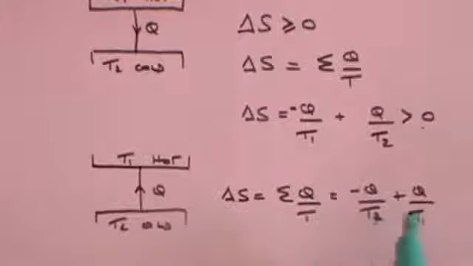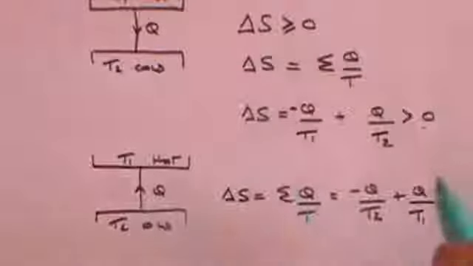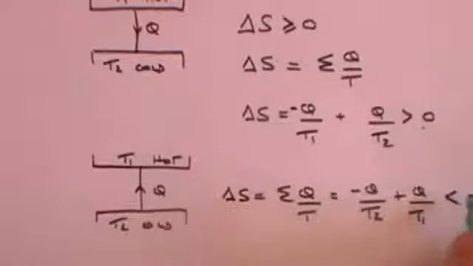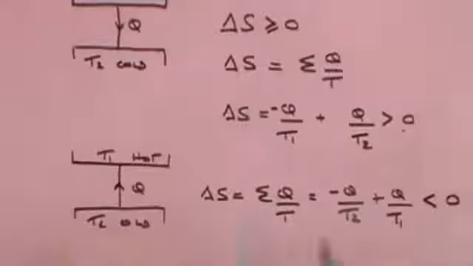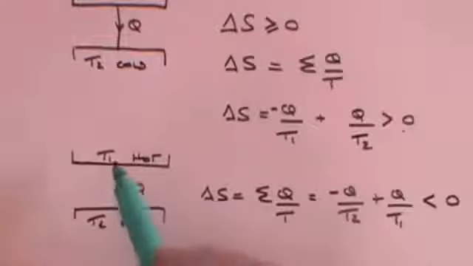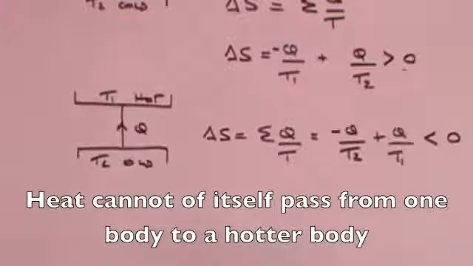And if T1 is greater than T2, which it is because T1 is hot and T2 is cold, then you can show that that is always going to be less than 0. But entropy is never allowed to be less than 0. And that's why heat cannot pass from cold to hot. And that's another formulation of the second law of thermodynamics. Heat won't pass from the cooler to the hotter.